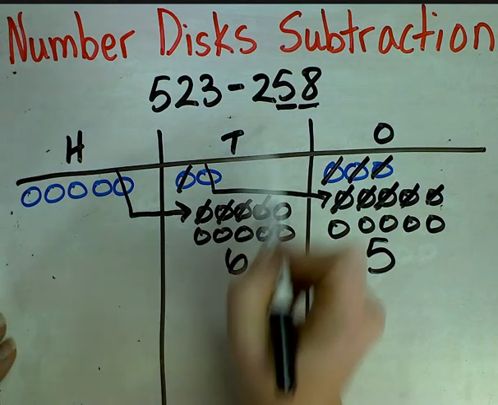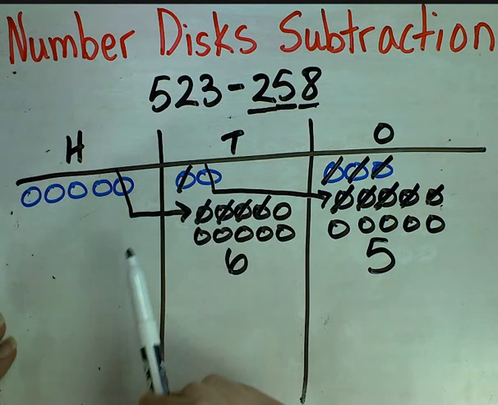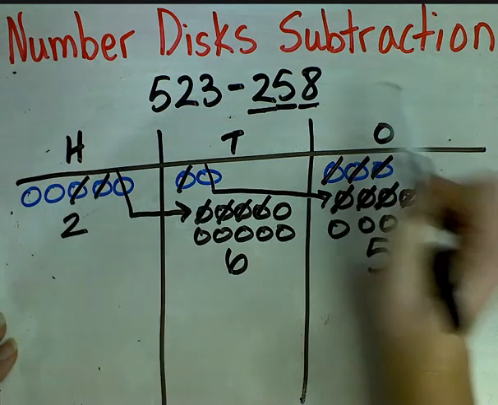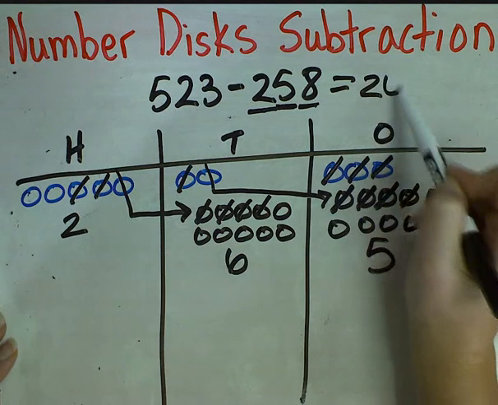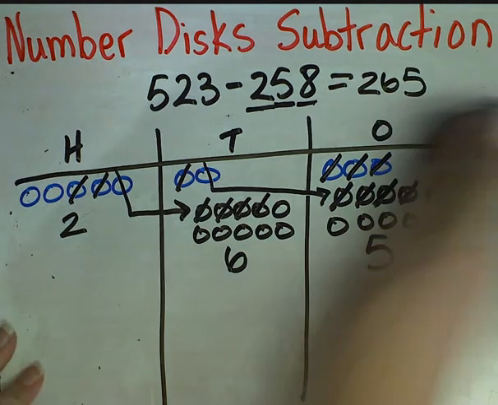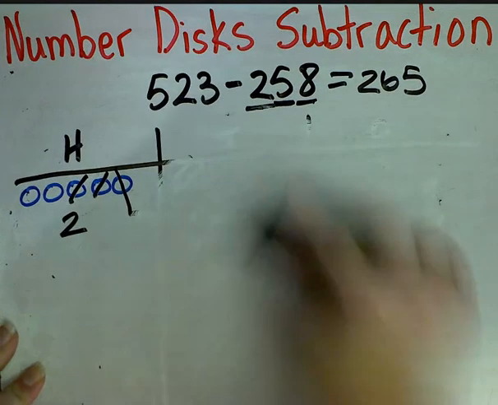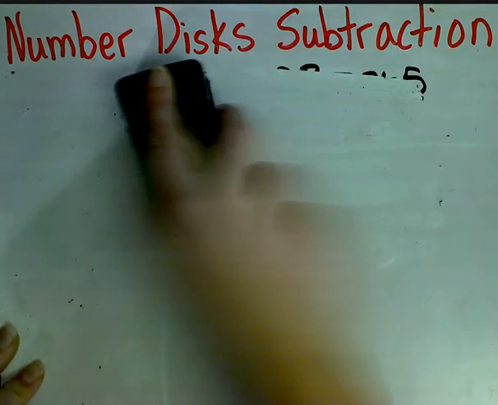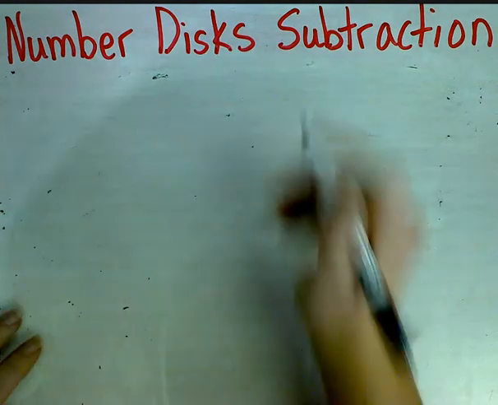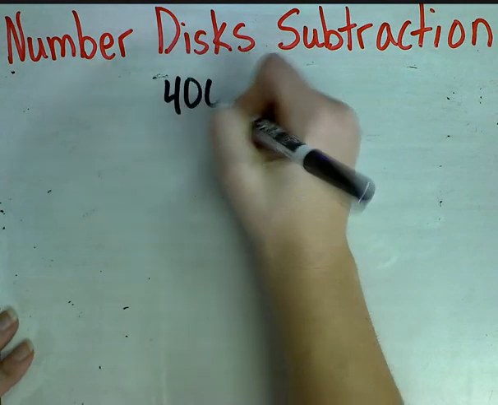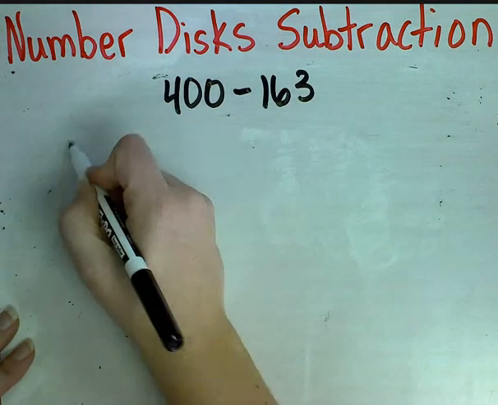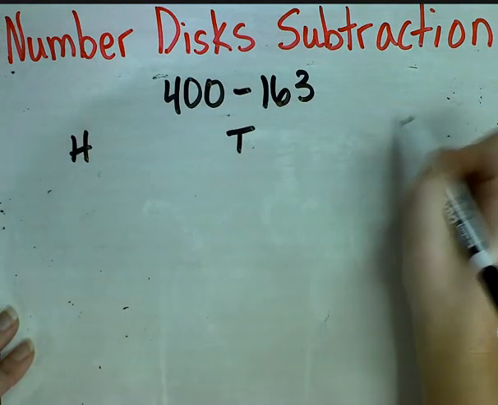And then I finally need to take away 2 hundreds. 1, 2. I'm left with 2. So my answer is 265. Lastly, we're going to look at sums that are a little bit trickier because we have double zeros, or we're subtracting from groups of just hundreds. So for this one, we're going to give you 400, take away 163. We're going to begin with making our place value chart.